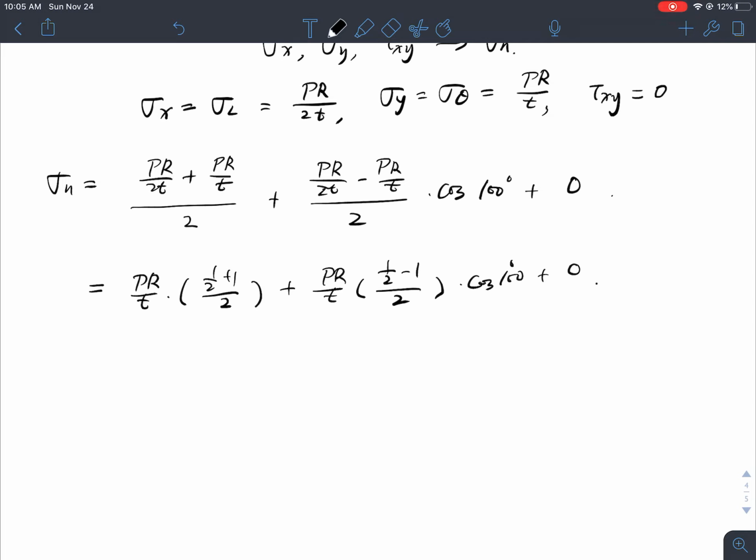Okay, so I want to calculate all this. I'm going to carry this in. I want to say this basically equals PR over t. Here, this is 1.5 divided by 2, 0.75, right? 0.75. And then this is minus 0.5 divided by 2, so minus 0.25, times cosine 100 degrees.